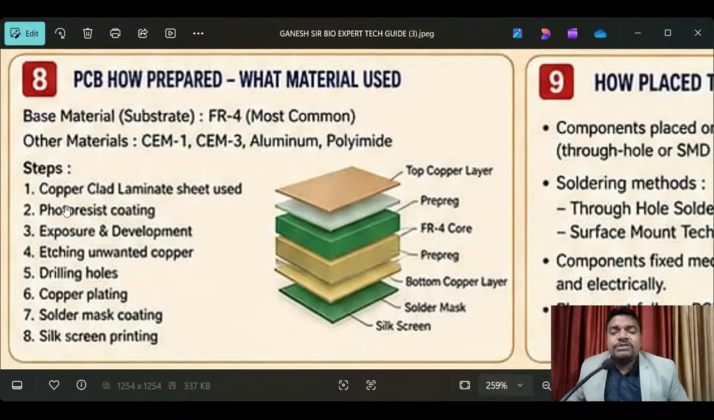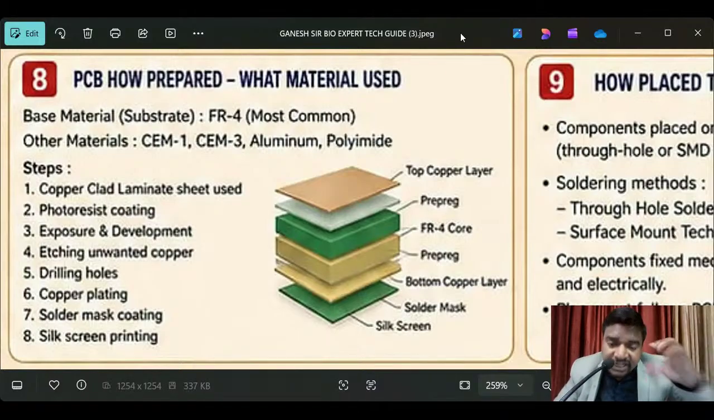And see here, now I'm going to say the steps. What are the steps of how a PCB is prepared and what materials are used? Listen carefully. Number one, copper clad laminate sheet used, then photoresist coating, exposure and development, etching of unwanted copper, drilling holes, copper plating, solder mask coating, and silk screen printing. These are the steps used to prepare the PCB. For your knowledge, this information is very important, because it is basic information. If you know these things and practice, then automatically you will become perfect. I hope you got my points.